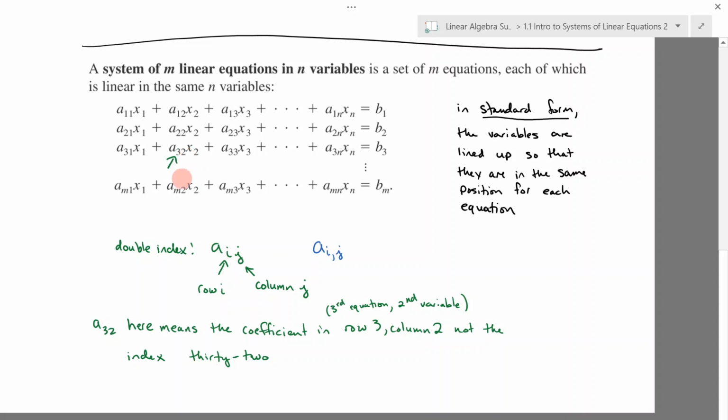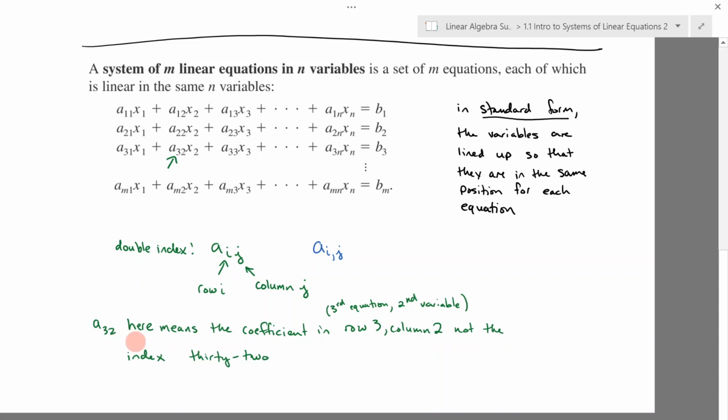So in the double indexing here, if I have a coefficient a sub i j, the i is referring to that it's in row i, and the j is referring to that it's in column j. So here a sub 3 2 is in the third row down and in the second column going across.